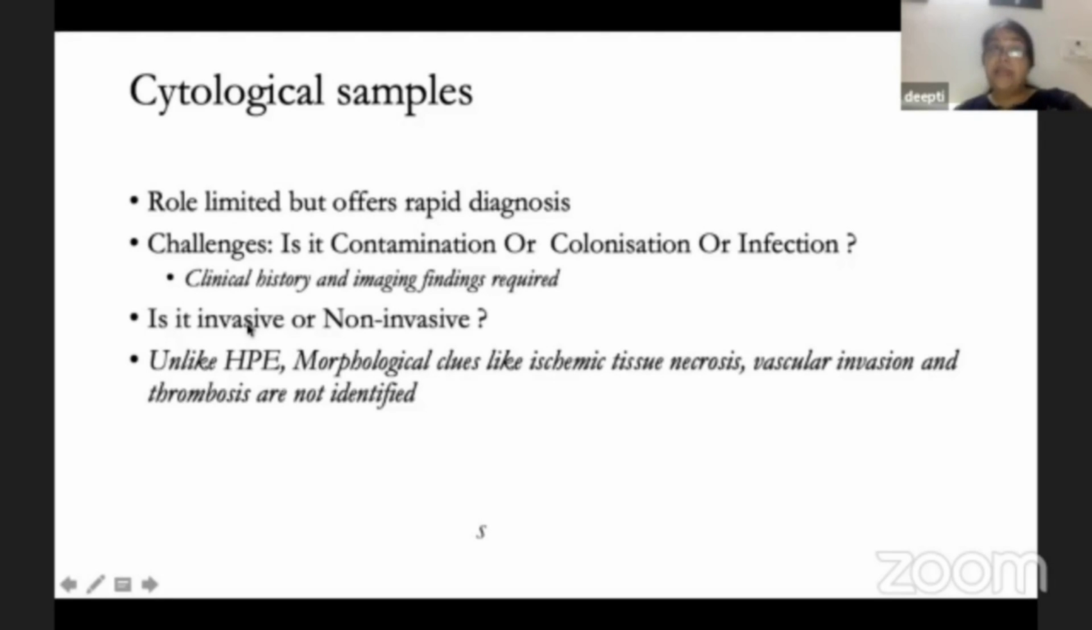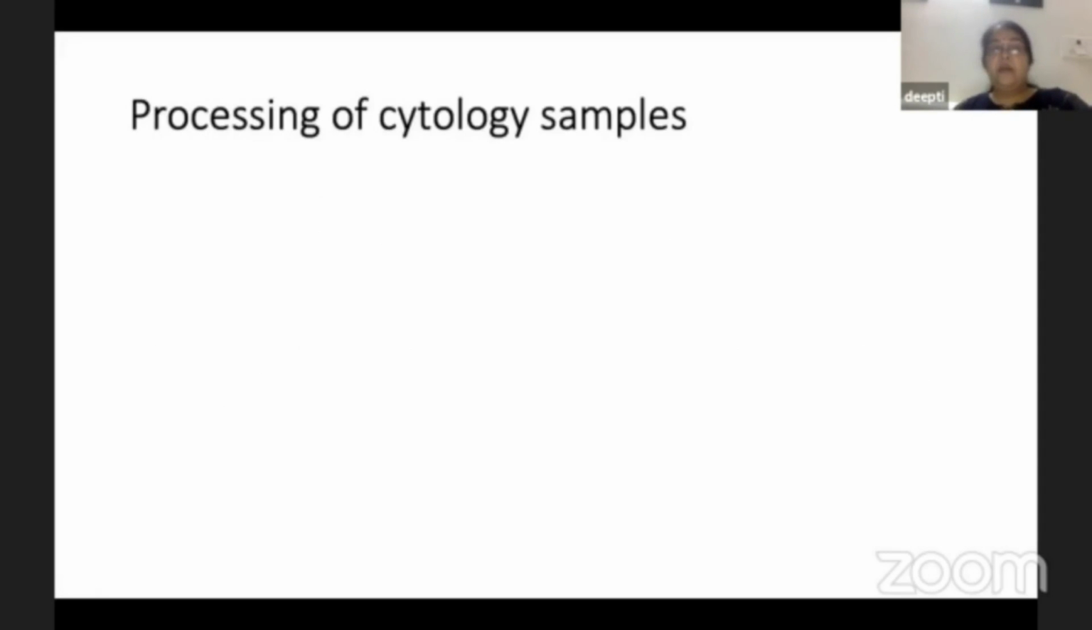Routine smear is prepared for FNA. Even if the lesion is suspected to be of fungal etiology or of any malignancy, the smear preparation remains the same. That is, we put a needle inside the lesion, and then we prepare air dried and wet fixed smears. Now, how do we process air dried and wet fixed smears? Air dried smears are allowed to dry and they are stained by Romanowsky stains. What are Romanowsky stains?